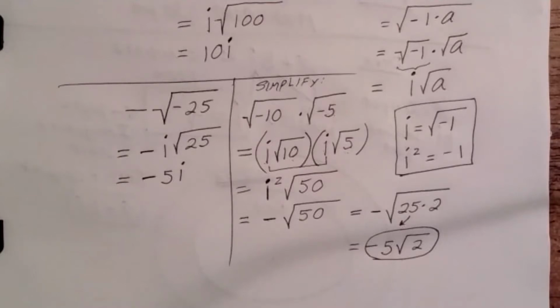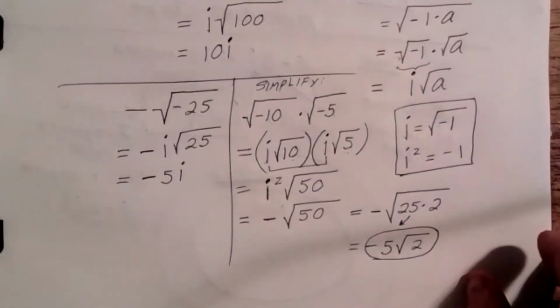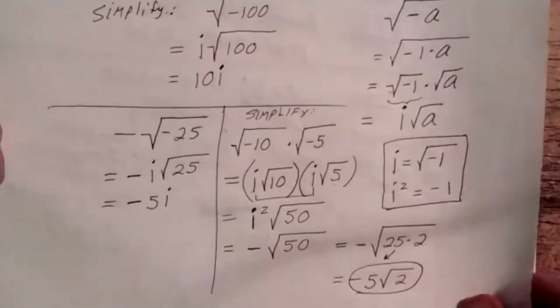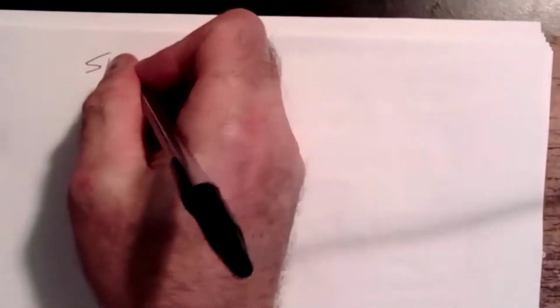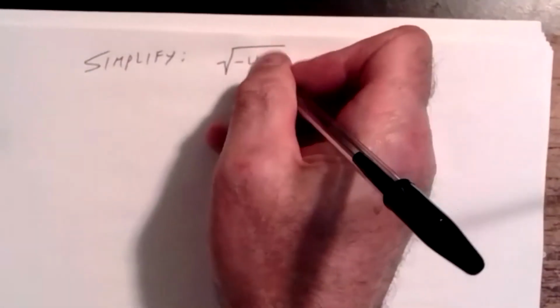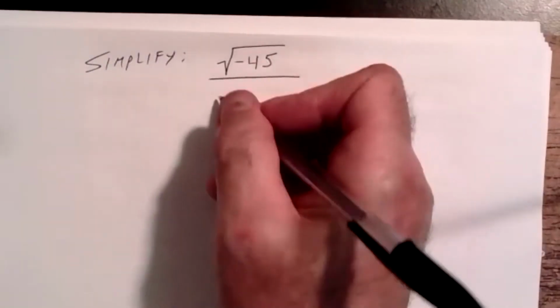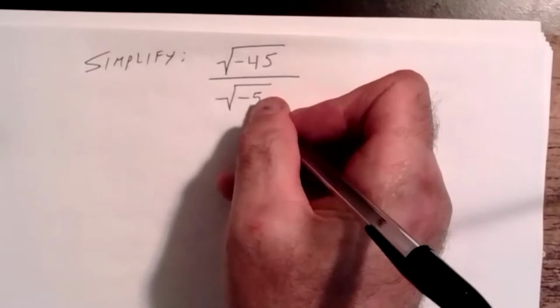All right. We all have this accounted for, this page. Let's try, what if I want to simplify the square root of -45 divided by the square root of -5?